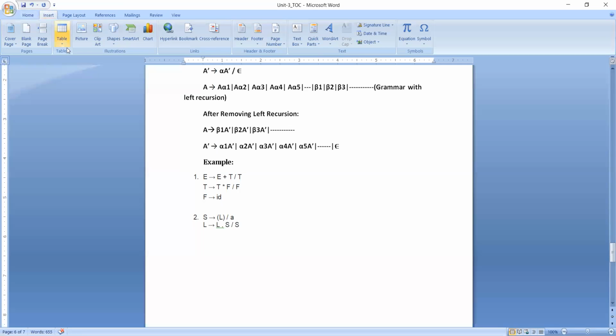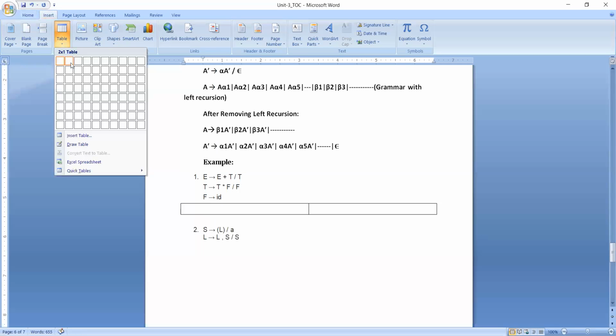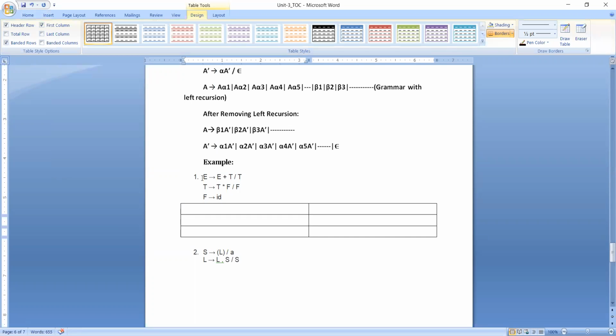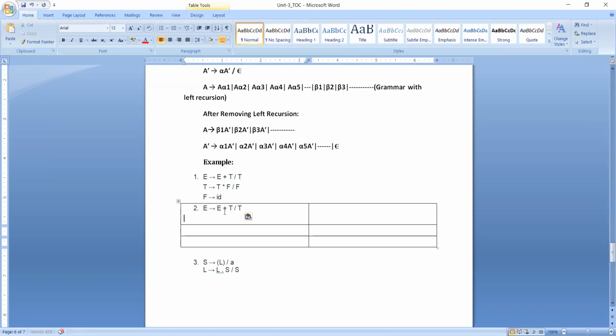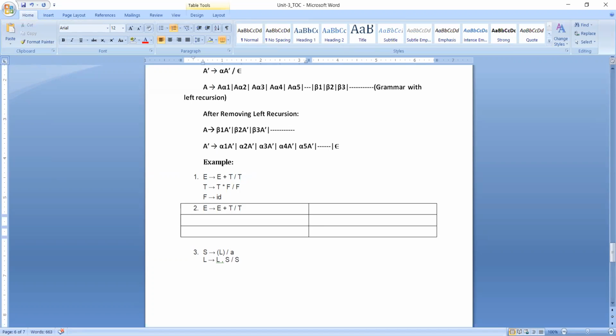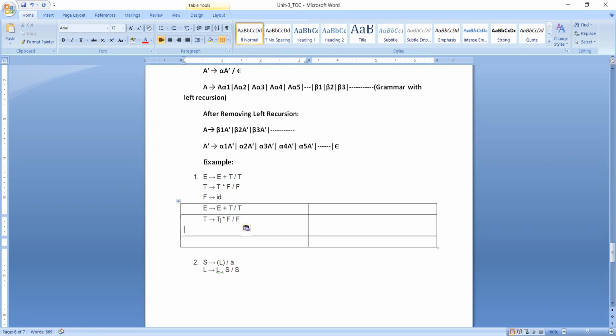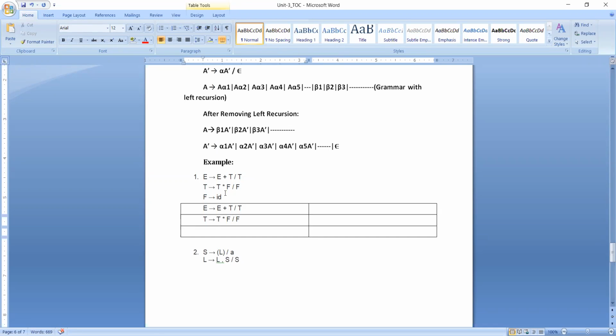Okay, so let me take the productions over here. Three productions. We have a first production, E derives to E plus T or T. First, we need to check whether there really exists some left recursion or not. Then this is our second production, and this is our third production.